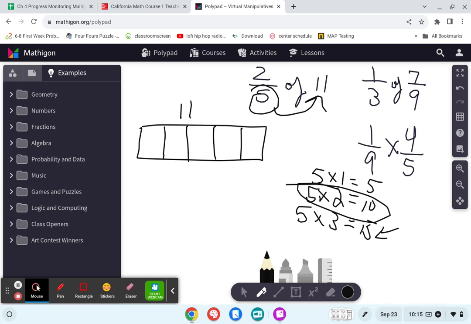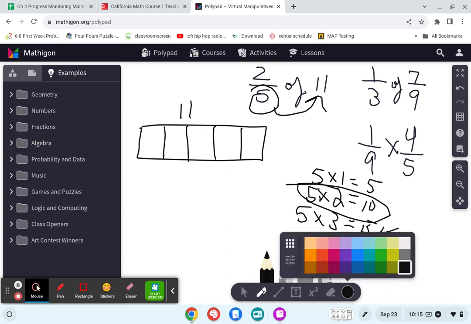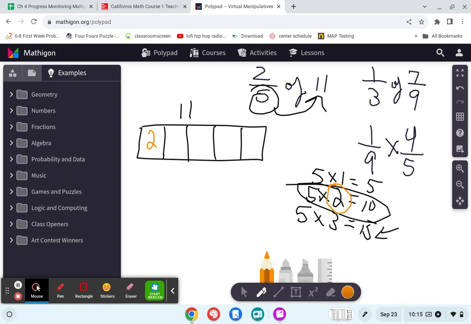All right, so now I have 5 groups. If I had 5 groups, how many would possibly be in that group? If you said 2, you're correct. 2, 4, 6, 8, 10. Now, here's the kicker. I don't just want 1/5, because if I said, what is 1/5 of 11? Well, here's 1/5 of 11. I'm asking for 2/5. So I need these 2 portions here. So what is 2/5 of 11?